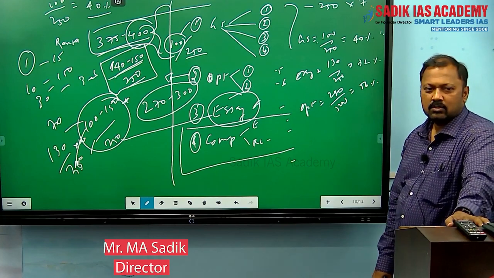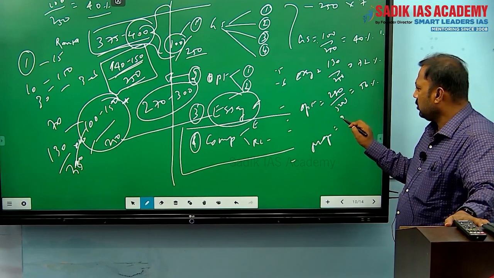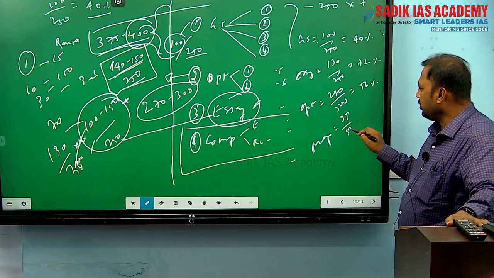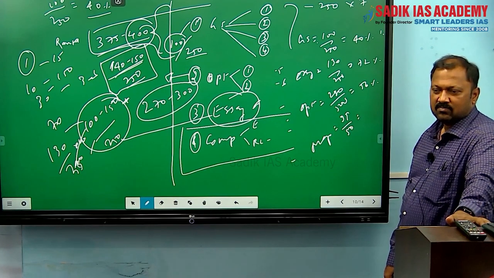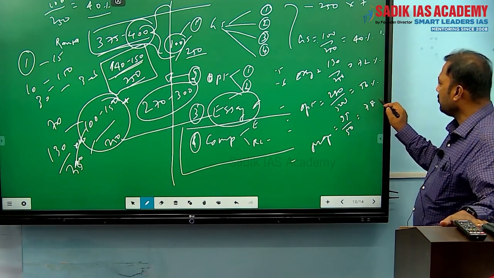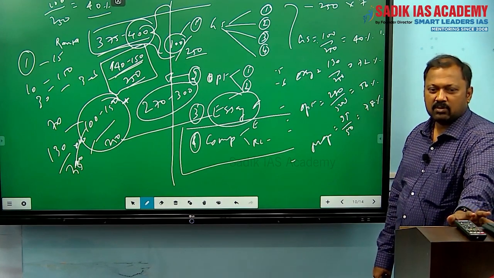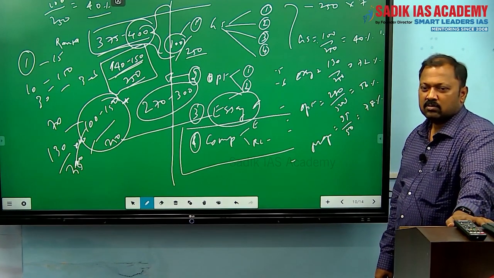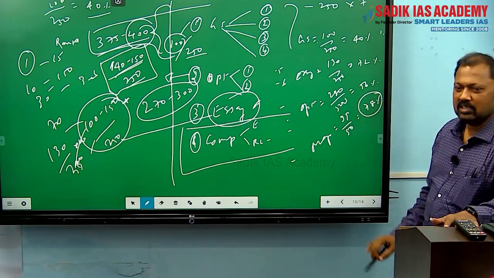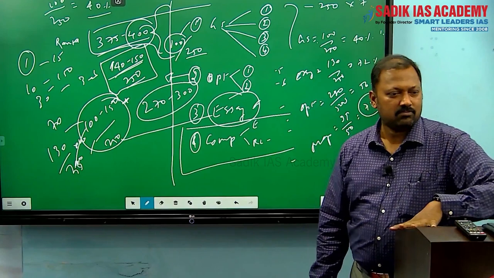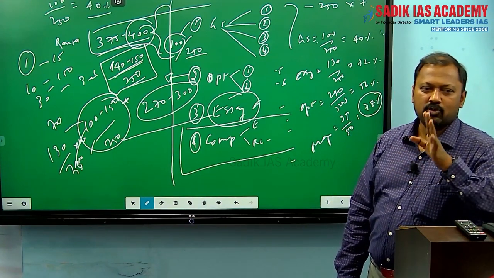Now, map question. 39 out of 50, what percentage is this? 78%. We approach science and mathematics this way, but in history it is not understood. In which option can no one get such low marks? The marks you get in map questions. So if you do well in the map question paper, your marks will increase.